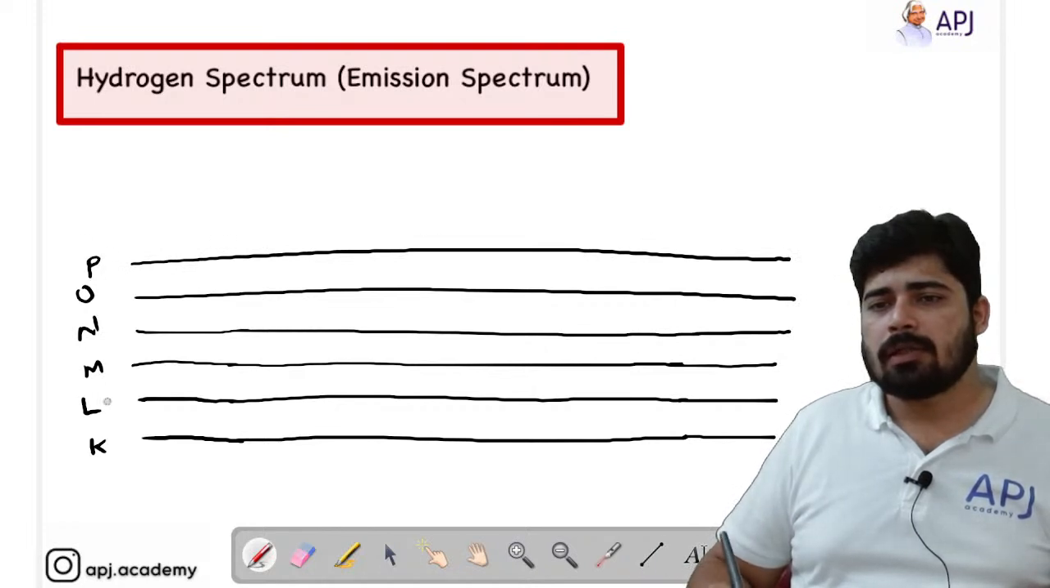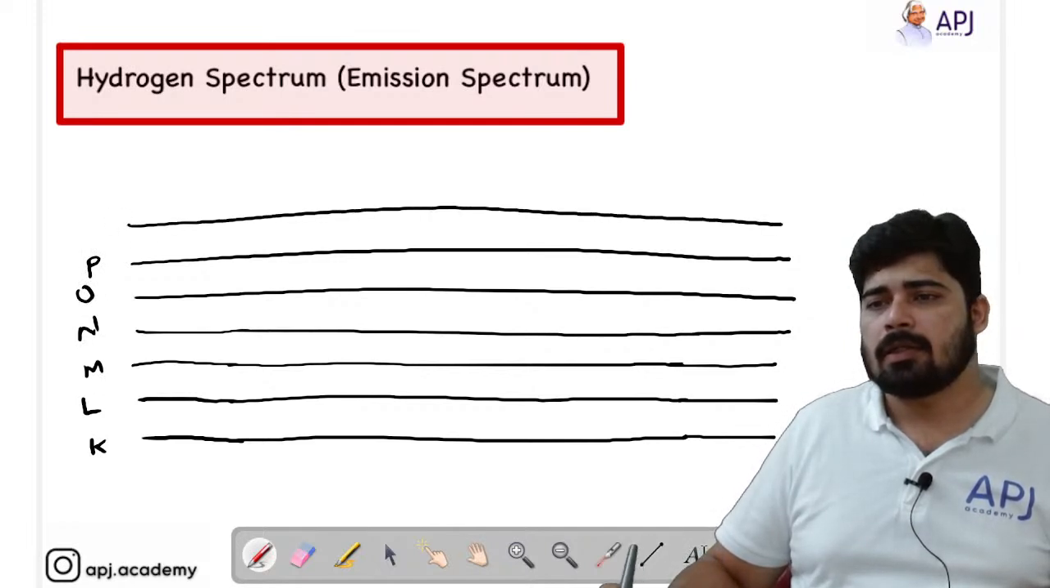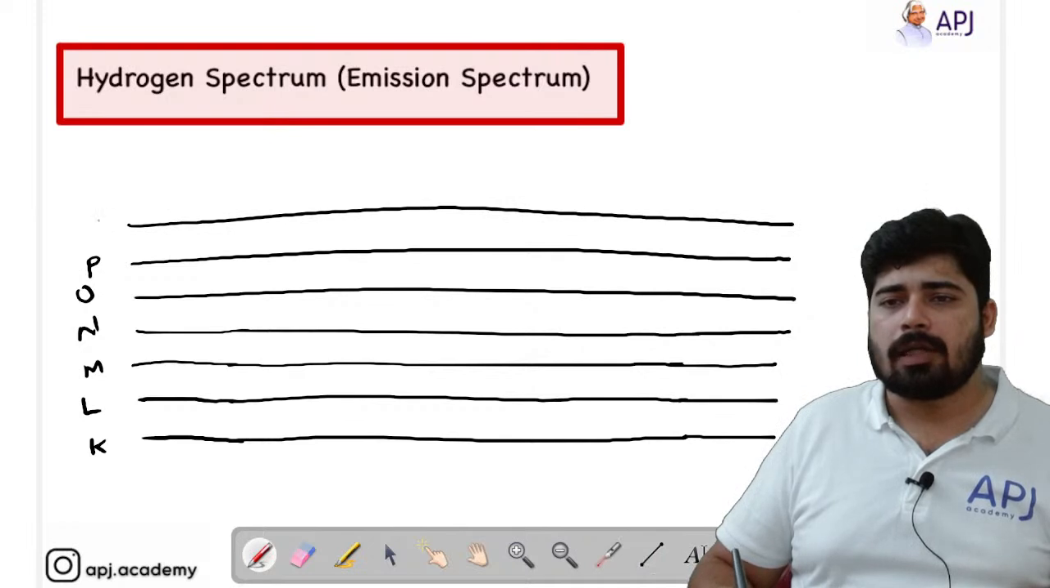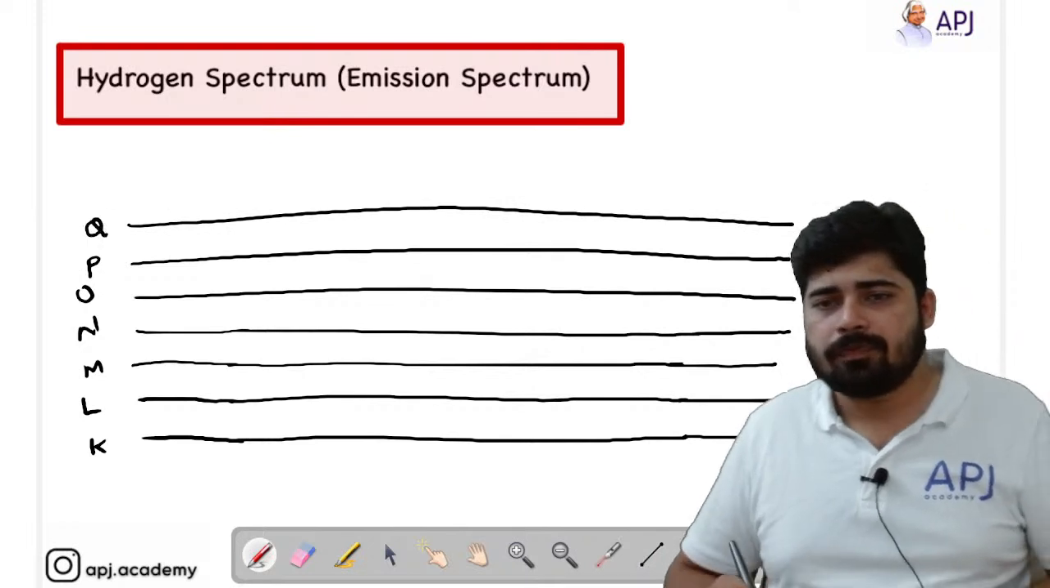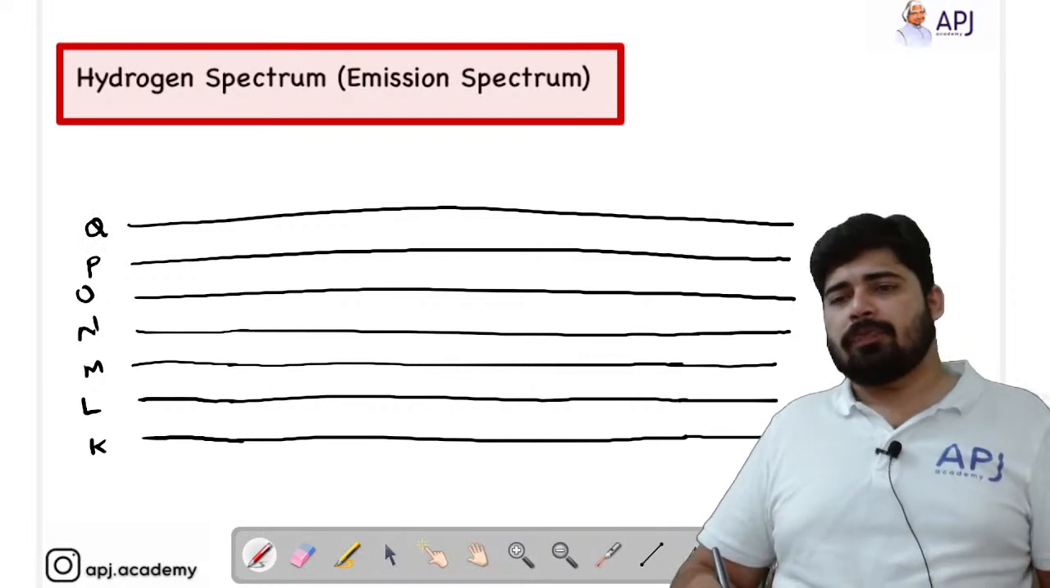P shell, K, L, M, N, O, P. The last one is the 6th shell, that is Q. The 7th shell is Q. Okay.